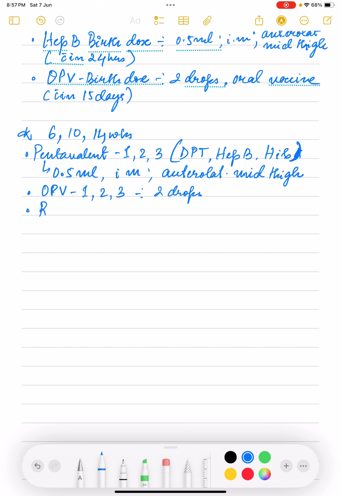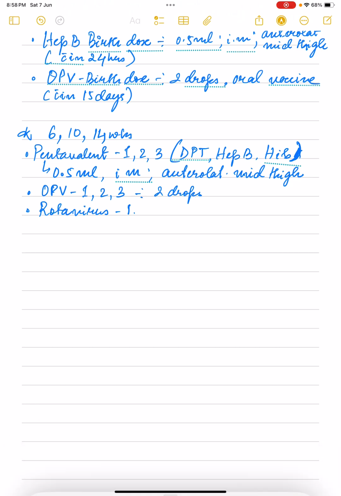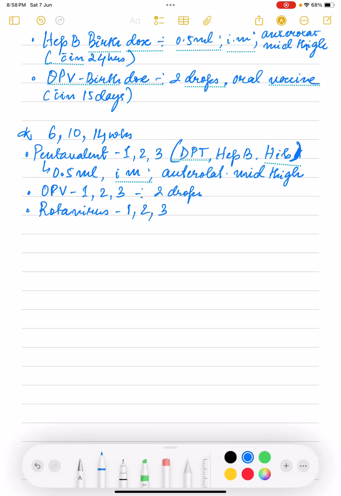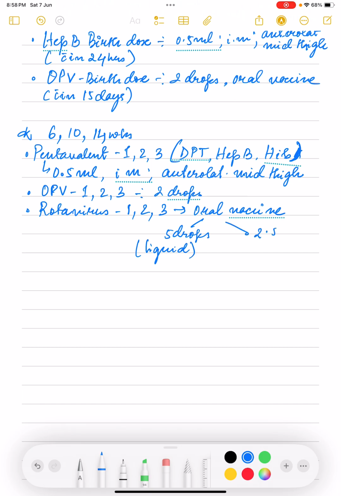We have rotavirus vaccine. We have 1, 2 and 3. Again this is an oral vaccine. Now the dose can depend. If it is a liquid vaccine then 5 drops. If it is a lyophilized vaccine then 2.5 ml.